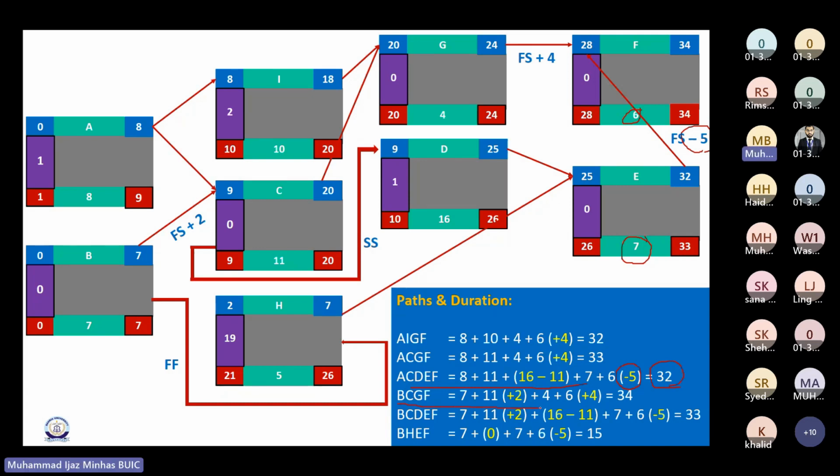Next path is BCGF, right? And in case of BCGF, we only have 2 days lag here. So I have added those 2 days here in the calculation. And then at the end, we have 4 days lag here. And I've added that lag as well. I guess no further explanation is required. Yes, sir. It's clear. And this is the critical path as well, because this is the longest path.